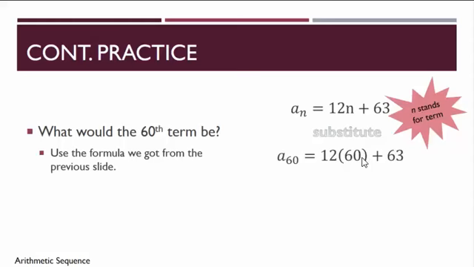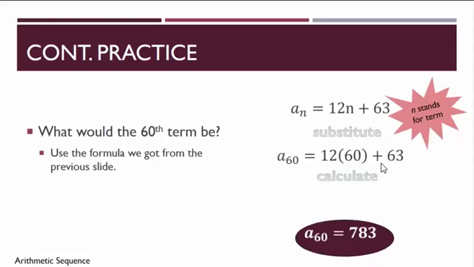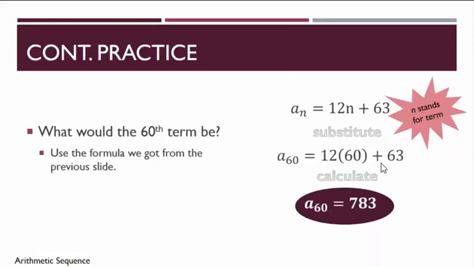All right, once I'm done with that, I'm going to calculate, and ta-da! There is my 60th term. So the 60th term of the sequence is going to be 783. Imagine trying to do this all the way with just doing plus 12, plus 12, plus 12, plus 12, all the way to 60. Forget it. It's going to take you forever. So just figure out the equation they're using and substitute.